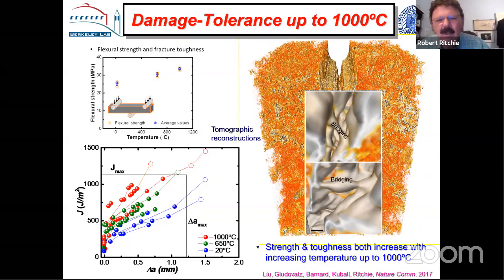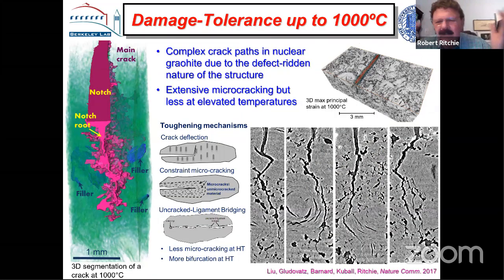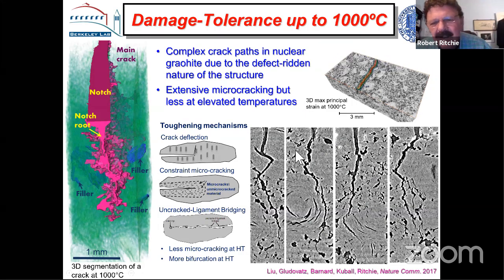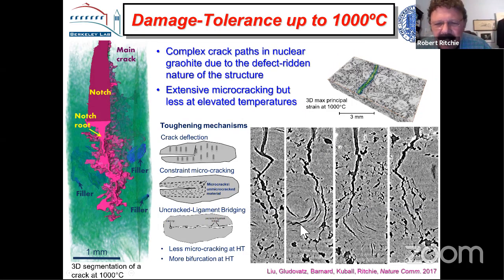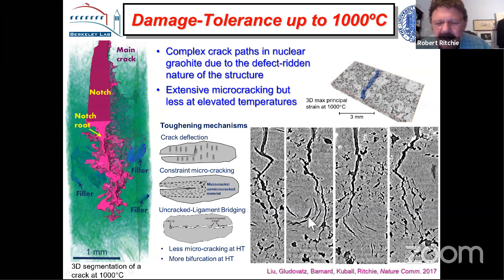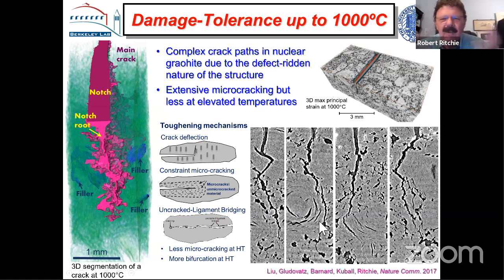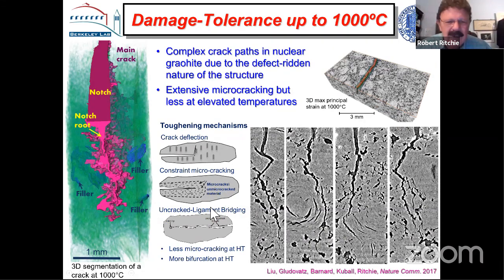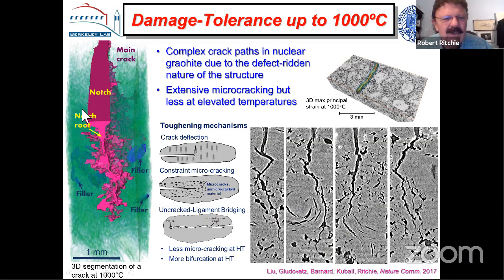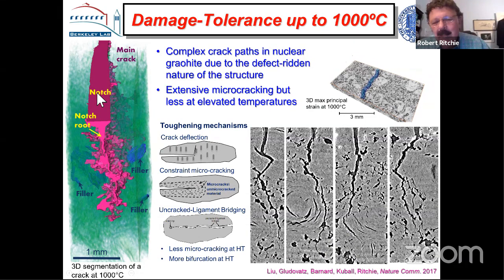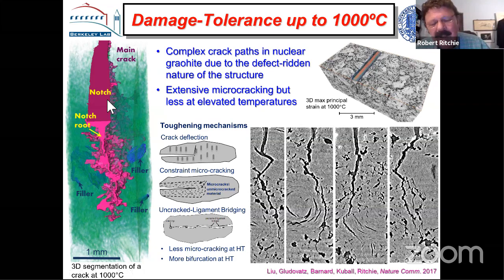So we did a lot of work in looking at the defects, and there are defects all over the place. You can see the crack, there's deflection, it's encountering a filler particle. The filler particle then separates along the basal plane, all sorts of stuff going on. Deflection, microcracking, bridging, really tortuously complicated cracks. But we don't think that's particularly important in this case.